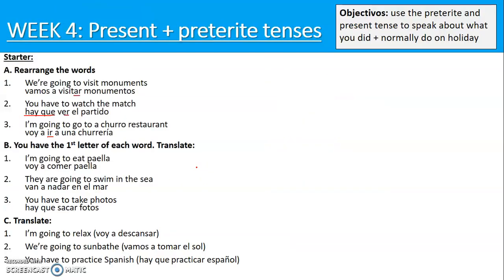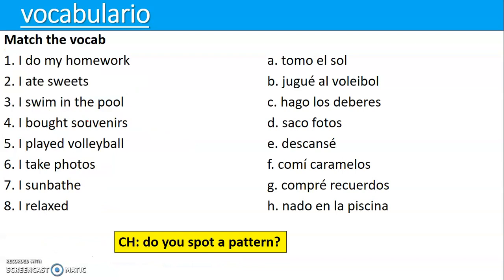So, like I said right at the start, we're going to look at the present and preterite tenses. Now we're going to use basically the same vocab as you saw last week, but just in a different tense. So we're going to use a lot of the same verbs. So the verb to eat, the verb to swim, to take, as in to take photos. But we're just going to use them in a different tense.